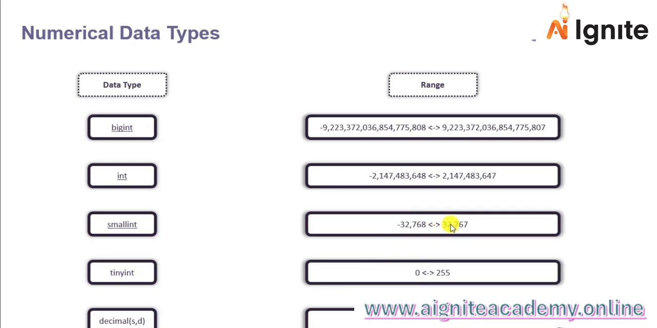32,768 to 32,767. Then there's tinyint, and the range is only between 0 to 255.